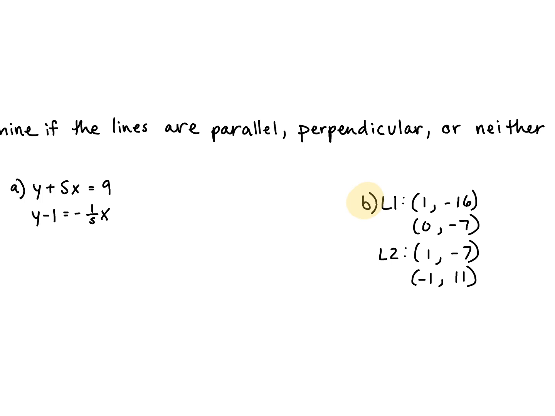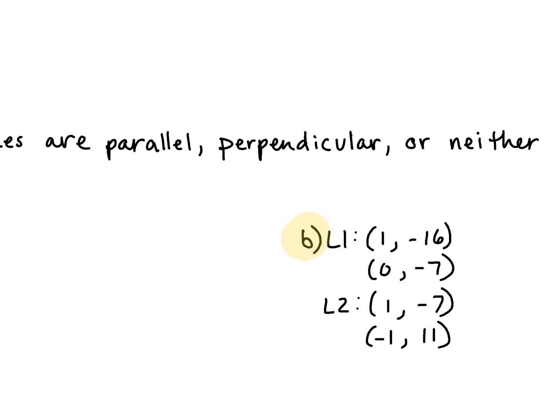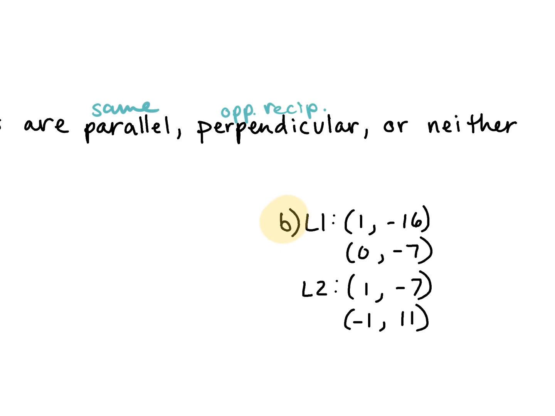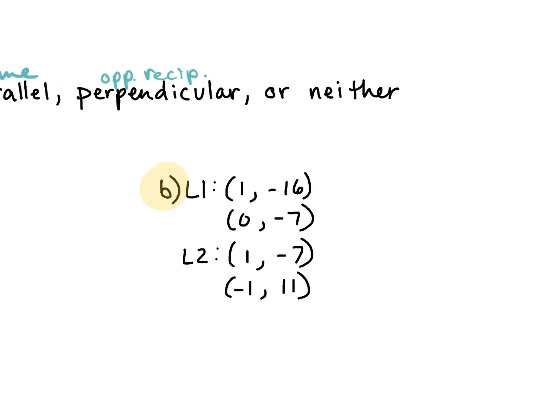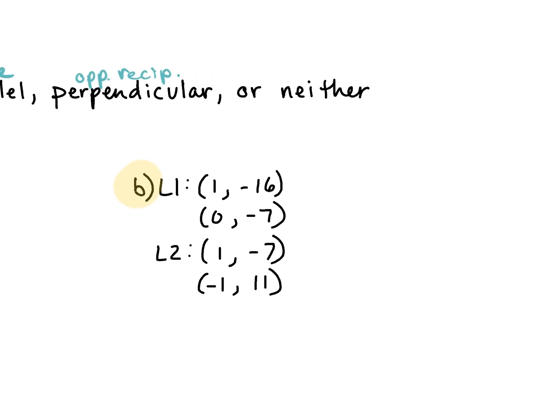We want to determine if the lines are parallel, perpendicular, or neither. What do we know about the slopes if the lines are parallel? They're the same slope. What do we know about the slopes if they're perpendicular? Opposite reciprocals. Meaning that the signs are different and they're flipped. So for B, we want to find the slope of each line and then compare them so we can see, are they the same slope? Are they opposite reciprocals? If they're not the same and if they're not opposite reciprocals, then it would be neither. So let's find the slope of each line.